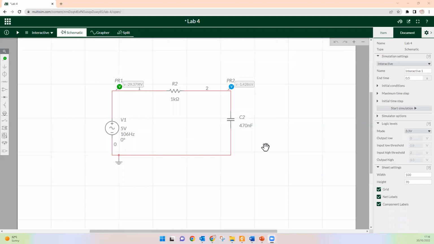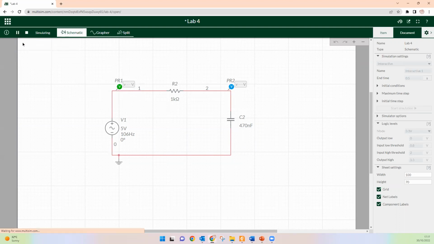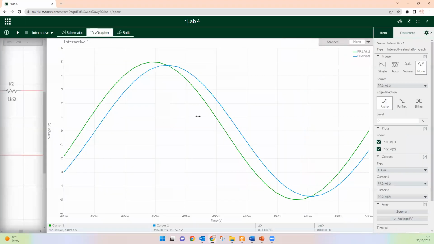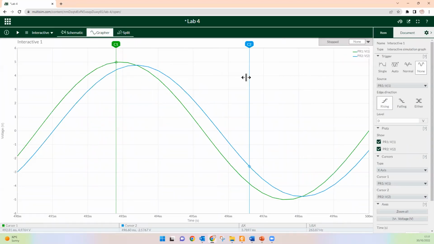So I have made the circuit here: 5 volt 106 hertz, 1 kilo ohm resistor, and 470 nanofarad capacitor. Then I will use this input probe and this output probe. In the hardware we use channel 1 and channel 2 of the oscilloscope. We will select interactive, and then run it. We will go to the grapher, where the green is input and the blue is output. For the peaks, we can use cursors.